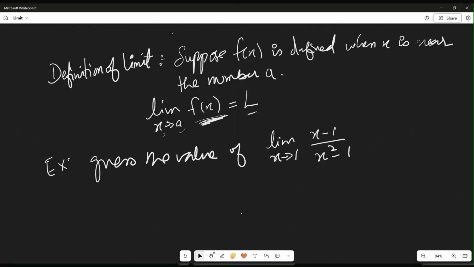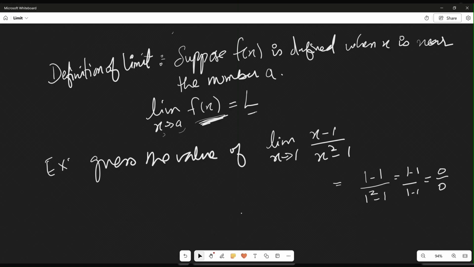So what do we mean by x is near the number a but not equal to a? For example, if you just plug 1 into this function, we get 0 over 0, which means the function is undefined at this value. However, we're trying to find what the function equals, even though it's undefined there. This is where the limit comes into play.